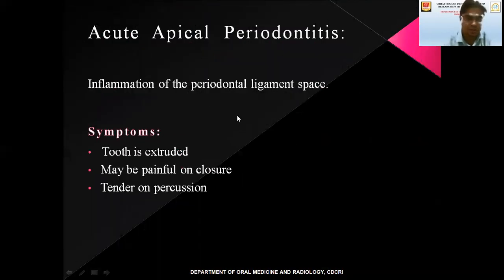Coming to the first periapical lesion, that is the acute apical periodontitis. It is the inflammation of the periodontal ligament space. The symptoms are that the tooth is extruded, the tooth may be painful on closure, and the tooth is tender on percussion.